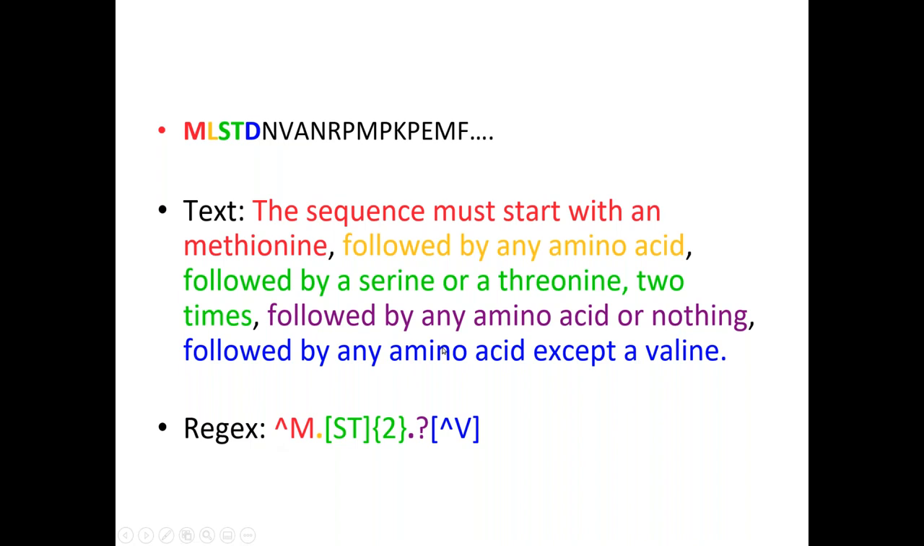The hat means at the front of a sequence, it has to be a methionine. The dot means any character, any amino acid can go in here. And then an S or a T, zero to two times, another any amino acid, and then this means any amino acid except valine, right?